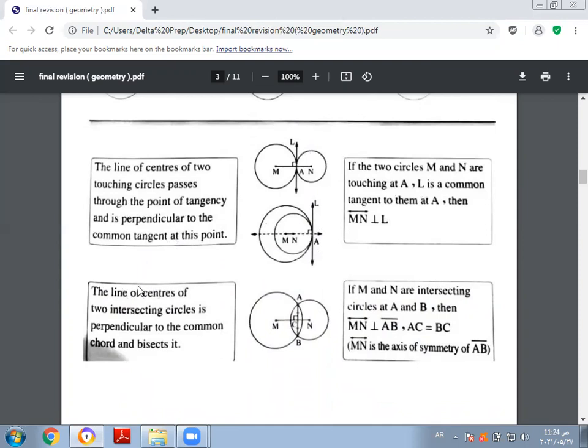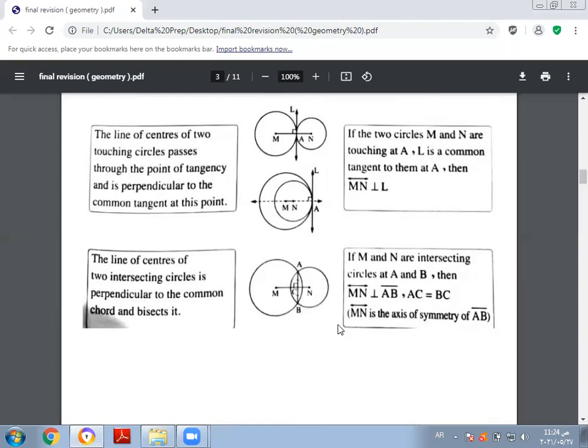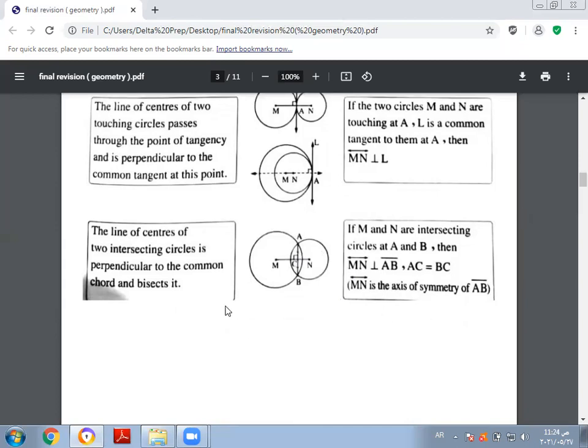The line of centers of two intersecting circles is perpendicular to the common chord and bisects it. If M and N are intersecting circles at A and B, then MN is perpendicular on AB, and AC equals BC. This means that MN is the axis of symmetry of AB.